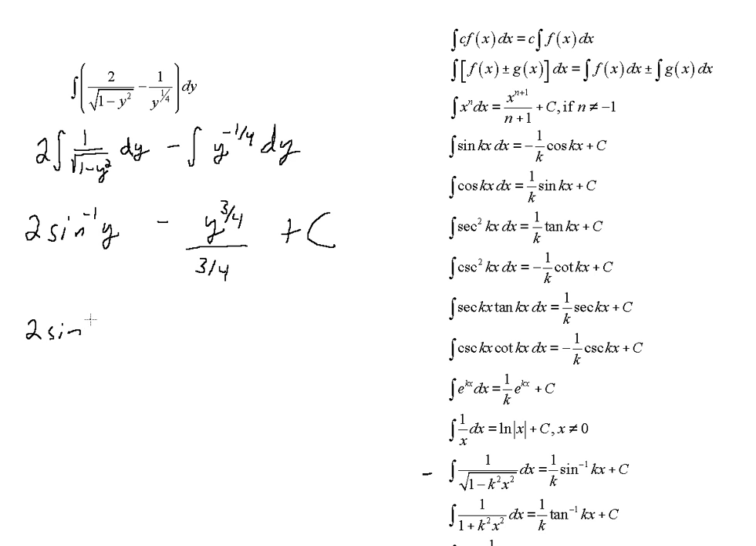So we'll just rewrite that a little bit. 2 times the inverse sine of y minus, multiply by the reciprocal, so we have 4/3 y to the 3/4 plus c, and that's it.